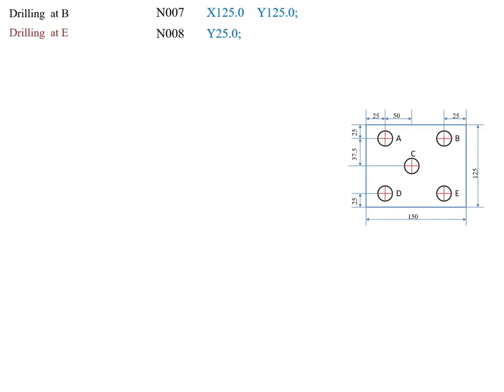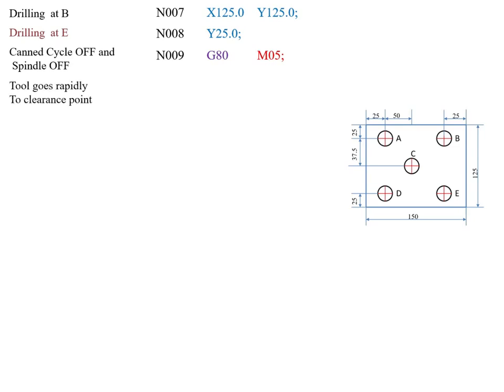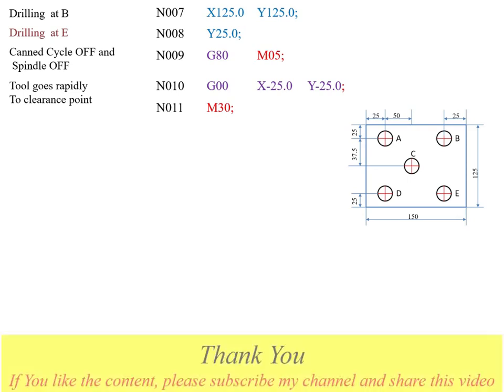So we have to turn off the canned cycle and also the spindle. So the code is N009, G80, M05. Next, the tool goes rapidly to the clearance point and ends the program. That is, we have to write the code N010, G00, X-25, Y-25, and N011, M30. So this is the CNC part programming for drilling operation by canned cycle codes. Thank you.